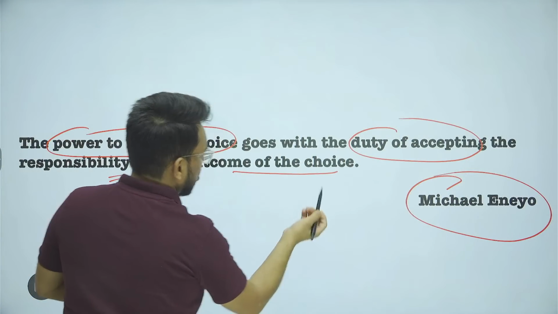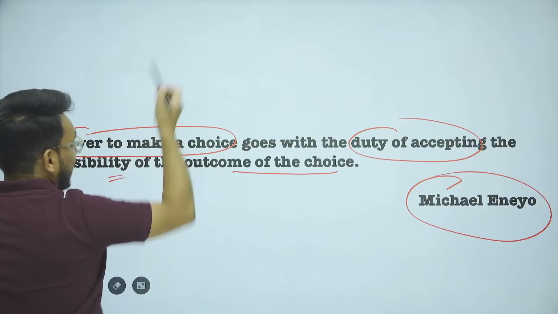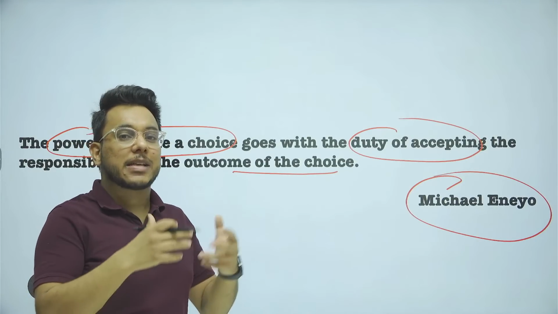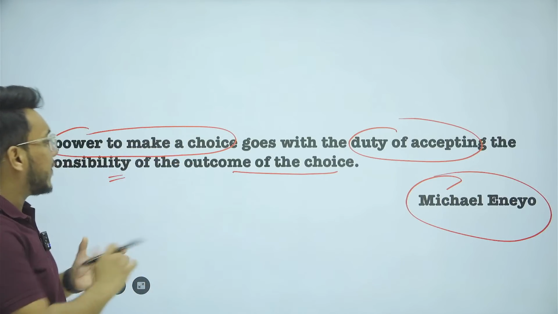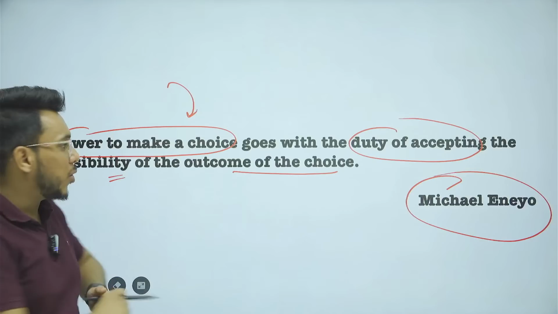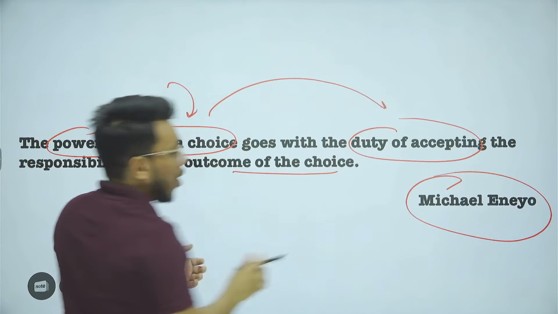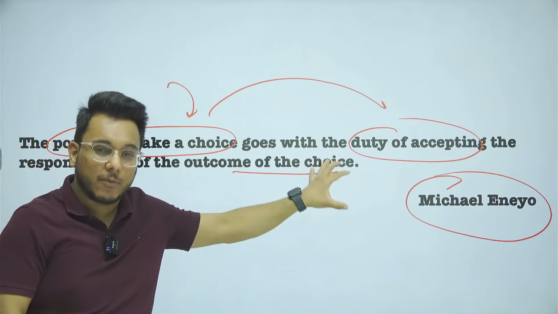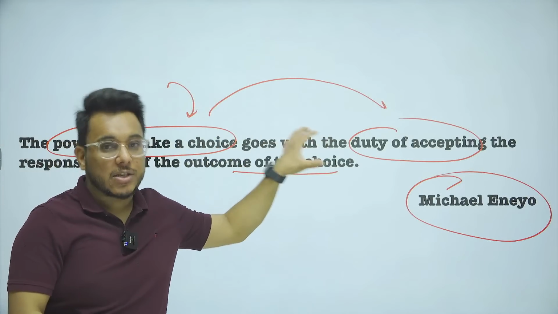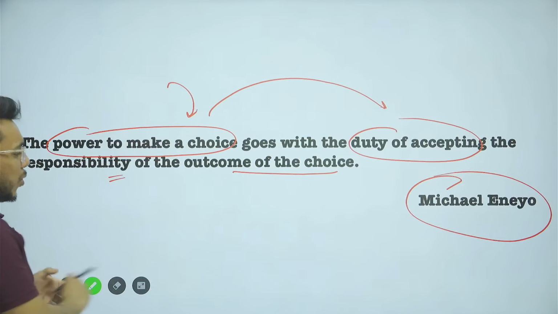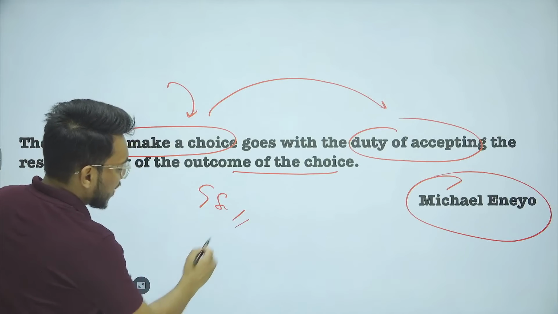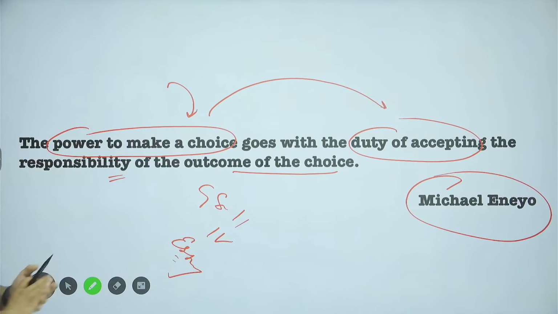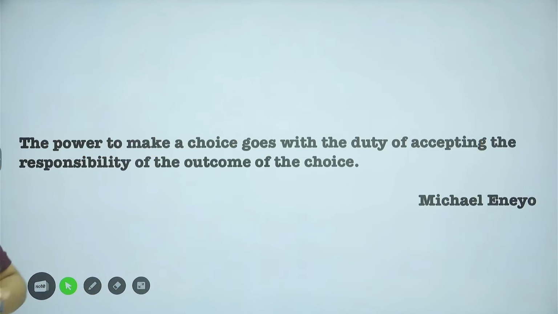Michael Nu says that the power to make a choice goes with the duty of accepting the responsibility for the outcome of the choice. Even Jean-Paul Sartre said that man is condemned to be free. We have the freedom to make choices, but along with those choices always comes the duty to accept their outcome, and we need to follow this duty as well. We can use this quotation in GS paper 2, in GS paper 4 ethics, as well as in essay. Fine. So now moving on, let's take the first article.